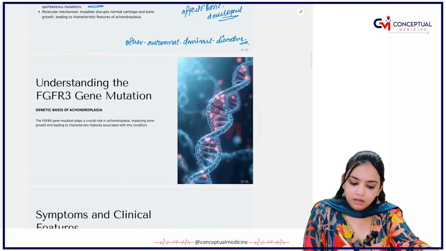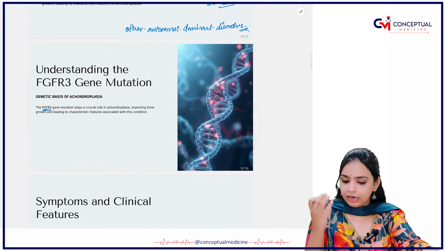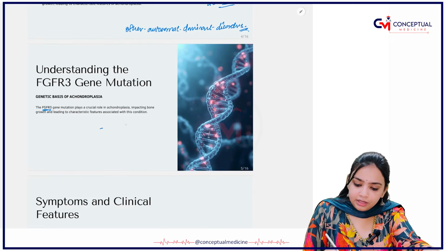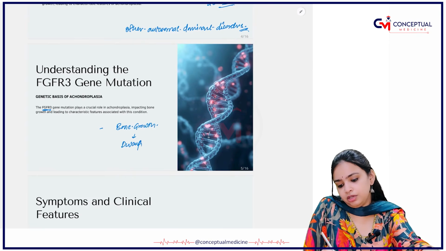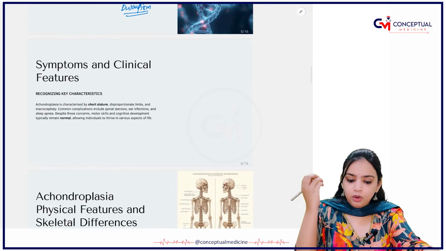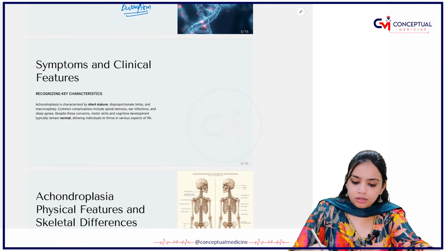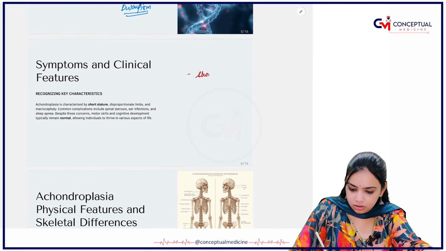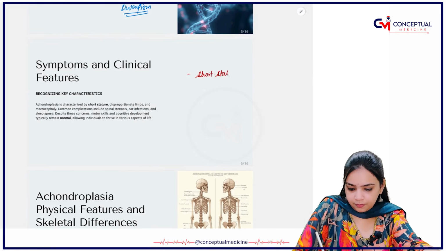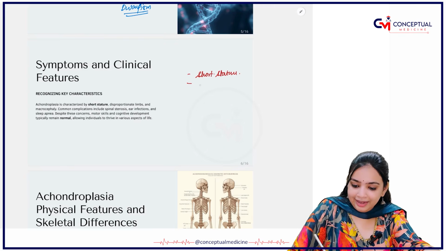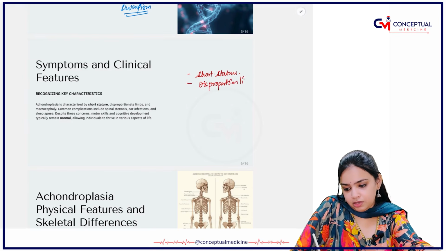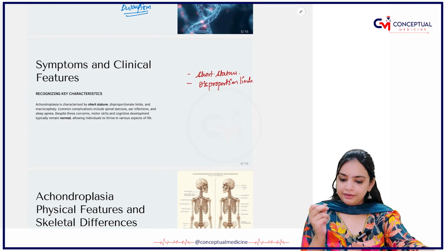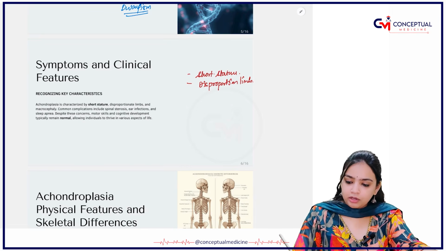Next, so there is a mutation in the FGFR3 gene that we have seen. Okay, they affect the bone growth, which finally leads to the characteristic feature that is dwarfism. If I talk about the symptoms and clinical features, then the person is of short stature. Okay, there is disproportion of limbs. I will draw a diagram for you actually.